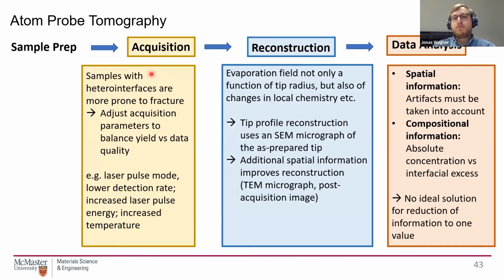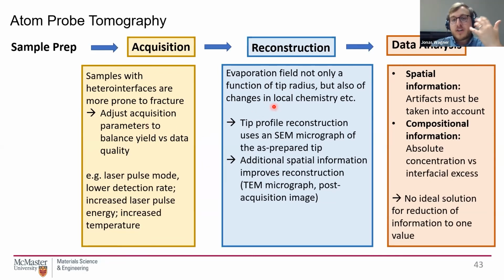The other important thing to consider here, just really quickly, in the acquisition: because they are so prone to fracture at the interface, you really have to change the parameters to balance yield, that means the sample survives the acquisition, versus data quality. You might consider changing to laser pulse mode if you're not doing it that way anyway, lower your detection rate, increase the laser pulse energy, or ultimately you can think about increasing your temperature, all that to be a little more gentle on your sample.